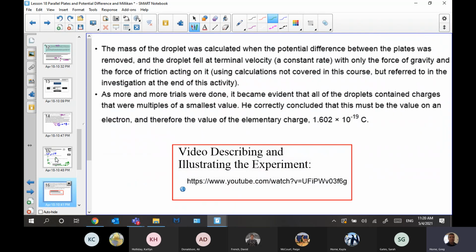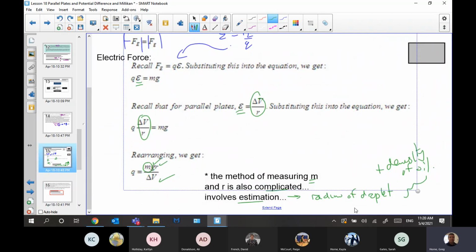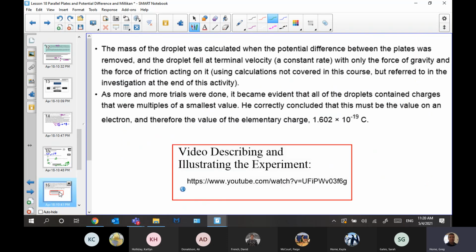So the annoying part of this experiment is really actually that. That's the part where you're like, I hope I estimate this well. And with practice and repetition, you get more and more consistent numbers, and you get a measurement of the charge on the electron. So I've done this experiment. It works. It's kind of neat.